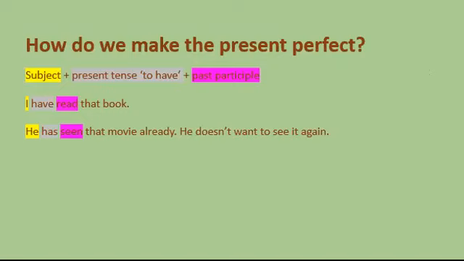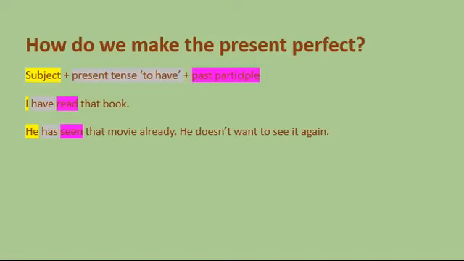How do we make the present perfect then? We form the present perfect by starting with the subject, followed by the present tense of to have, and then the past participle of the main verb, followed by the rest of the sentence. In the first example, the subject is I. The present tense of to have is have. And the past participle of read is read. I have read that book.